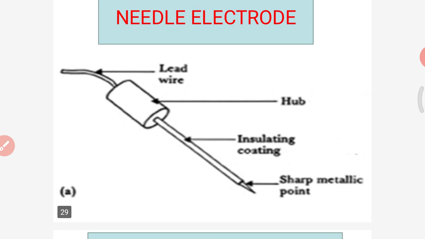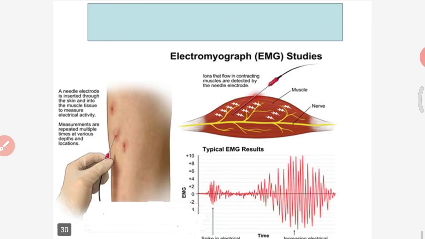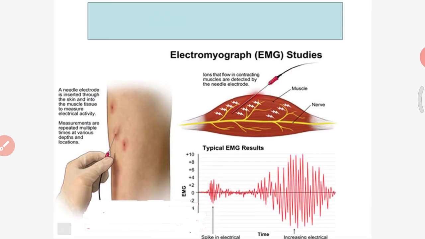The needle electrode has a lead wire and hub, insulating coating and a sharp metal point. This sharp metal point can be inserted through the human being skin. For example, for measurement of the human being muscle potential by using this needle electrode, the needle can be inserted into the human being skin, beneath the skin.